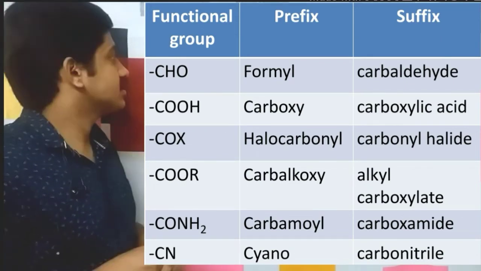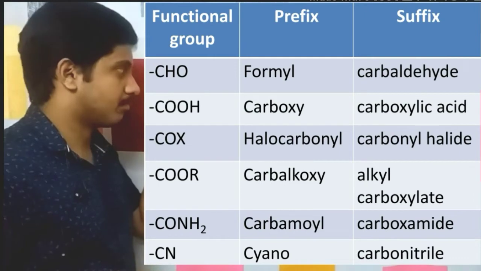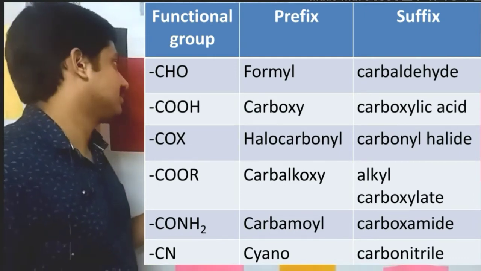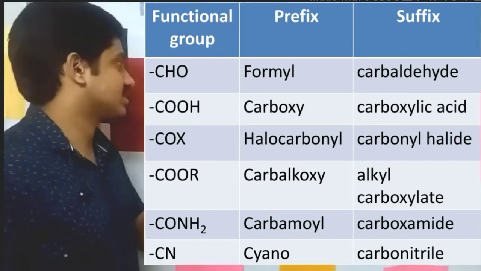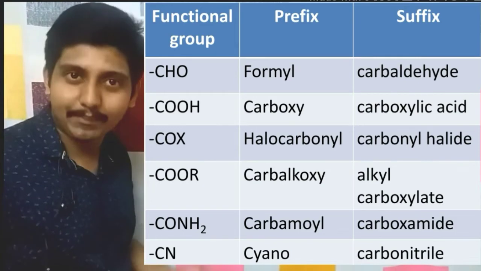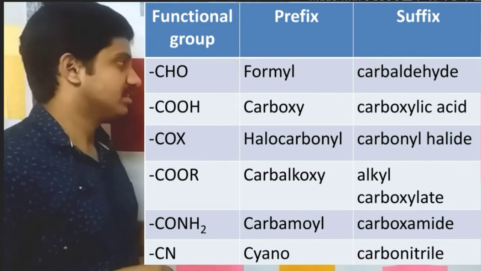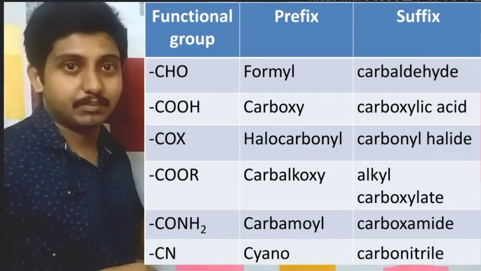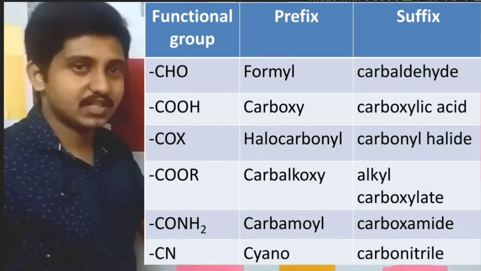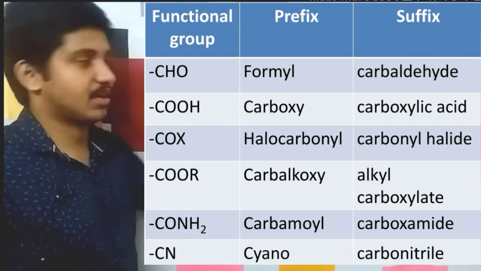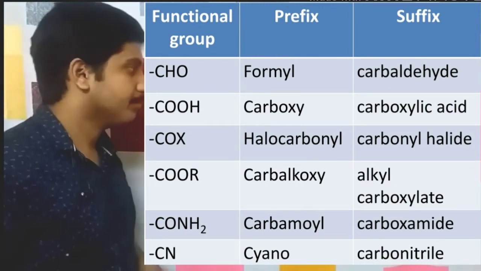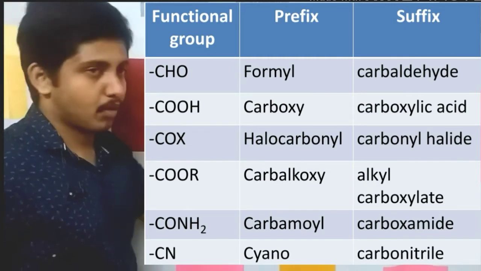The next one is COOH, that is carboxy. Similarly, the suffix will be carboxylic acid, that is cyclohexane carboxylic acid. Now the next one is COOR, that is carbalkoxy or alkoxycarbonyl. These prefixes were all familiarized in my previous video itself, and now it is just a part of the cyclic ring. Now, the suffix for COOR, that is ester, will be alkyl carboxylate.